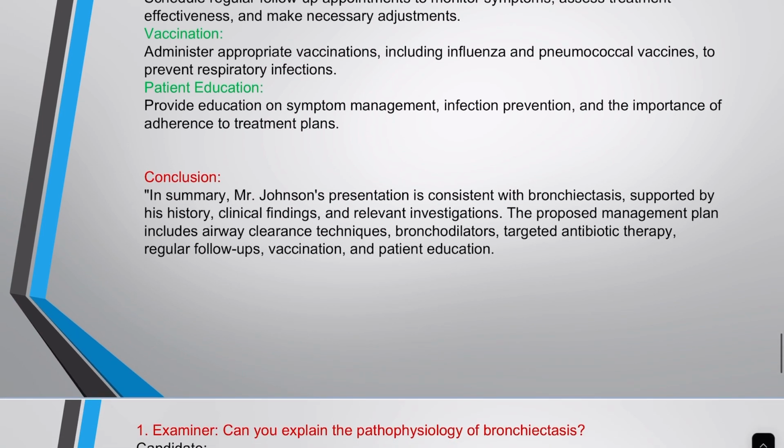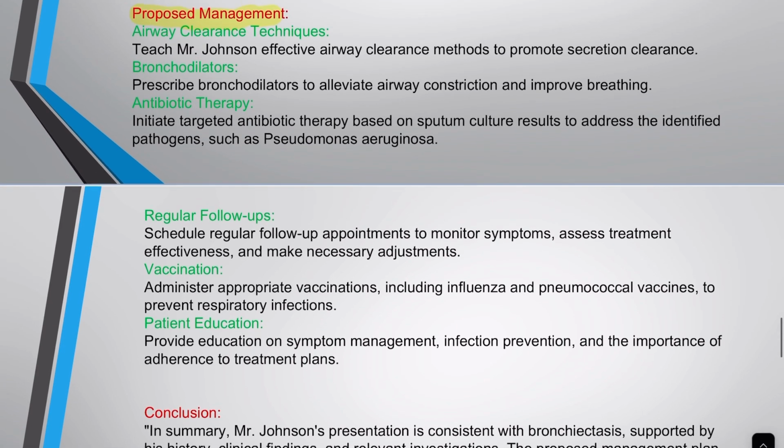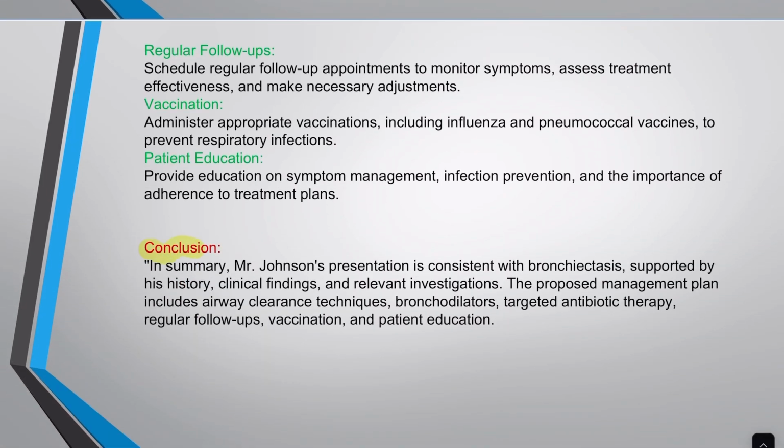In summary, Mr. Johnson's presentation is consistent with bronchiectasis, supported by his history, clinical findings, and relevant investigations. The proposed management plan includes airway clearance techniques, bronchodilators, targeted antibiotic therapy, regular follow-up, vaccination, and patient education. Try to memorize these themes so that when you go to the examination, your presentation is fluent and structured. So this is how we're going to conclude.